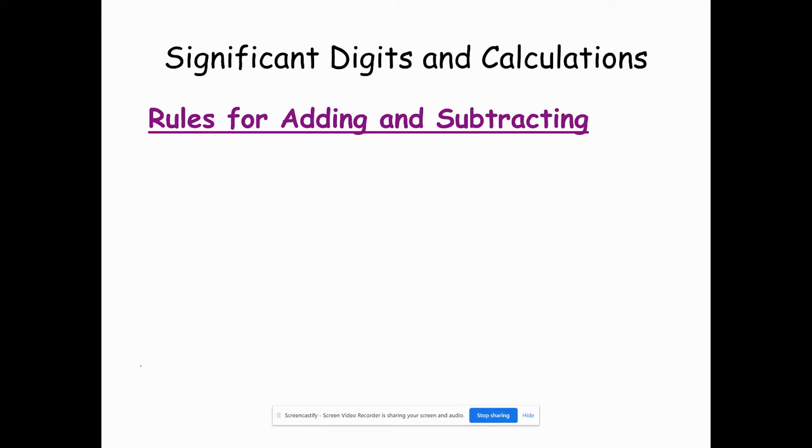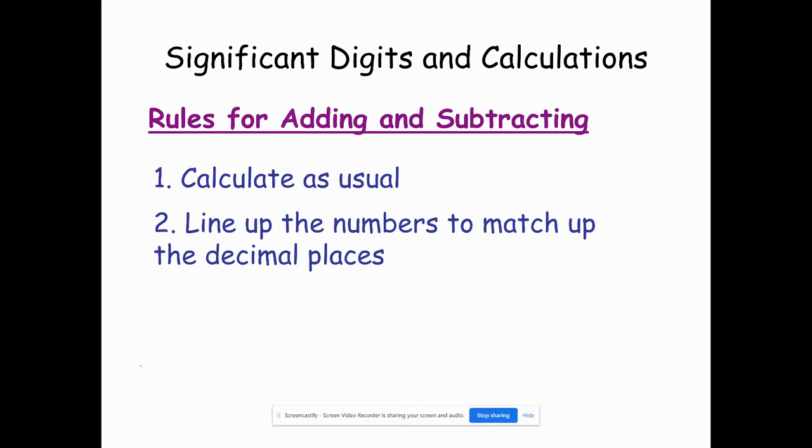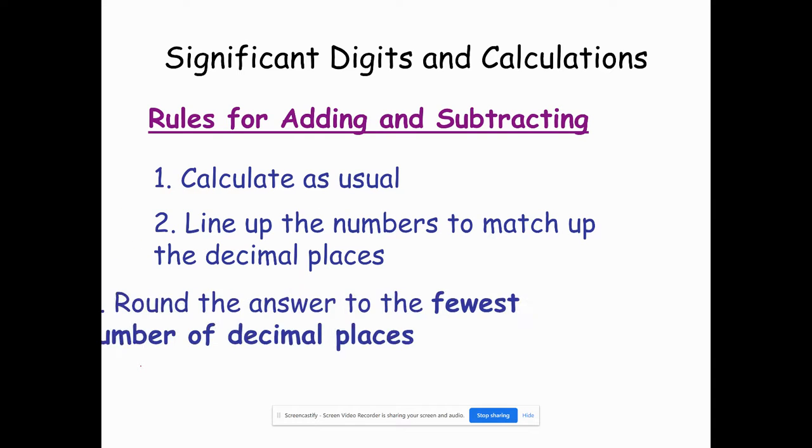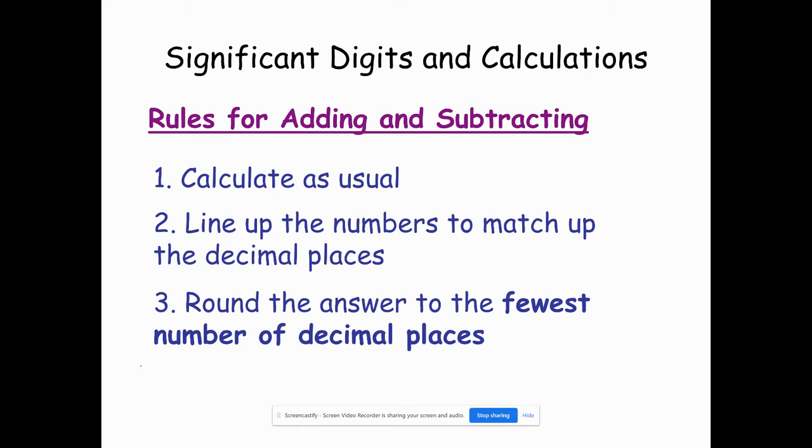We're going to now talk about significant digits and calculating addition and subtraction. With addition and subtraction, we have a different rule than we do for multiplication and division. You're going to calculate as usual, and line up the numbers to match the decimal places, and then round to the fewest number of decimal places, not significant figures. So no counting sig figs in this one.